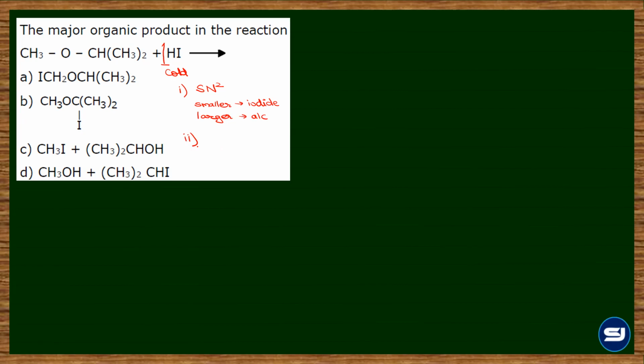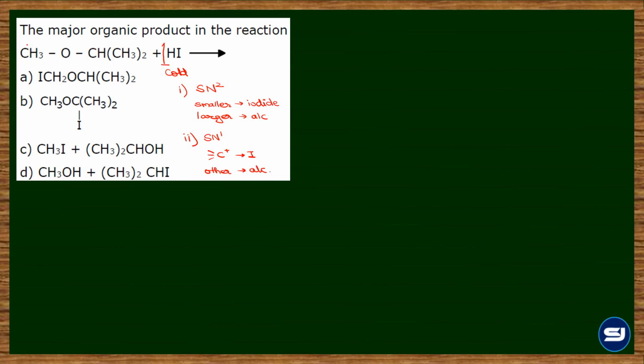And case 2, if one of the groups forms a stable carbocation, like a tertiary alkyl, primary allyl, primary benzyl, or any benzyl or allyl group giving you a stable carbocation, in that case it follows the SN1 mechanism, with the stable carbocation forming the iodide, and whatever is left will give you an alcohol.